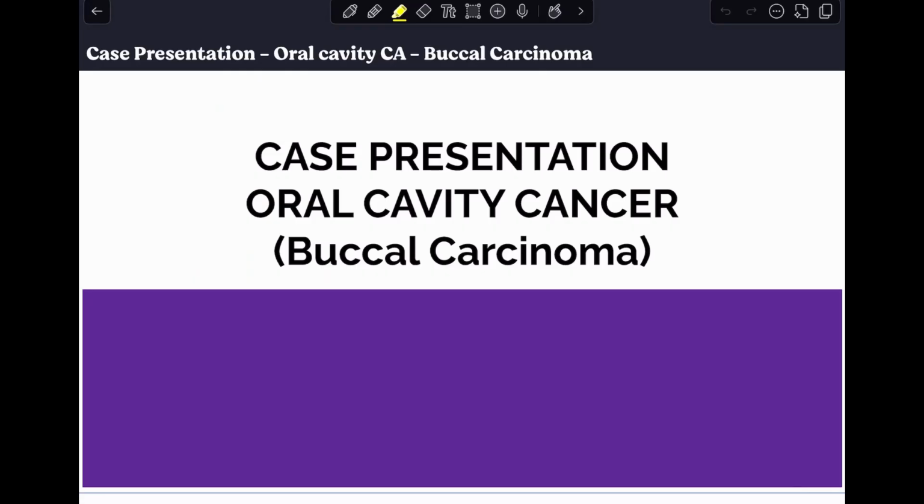Today we'll be doing a topic that a lot of you have been requesting for a while, and we'll be doing a case discussion on buccal carcinoma, one of the subsites of oral cavity cancer. We'll start with the history, discuss all the history points and what they indicate, and then move on to our clinical examination, summary and provisional diagnosis. What would be a differential diagnosis and how will we manage the case?